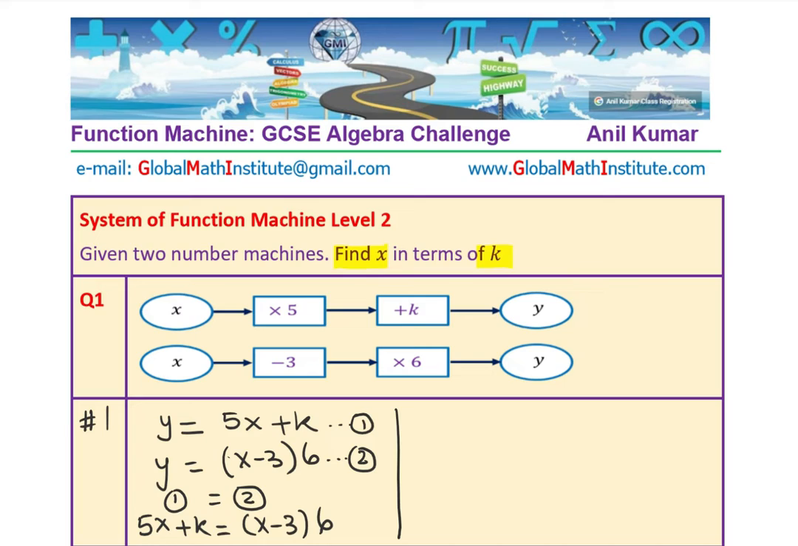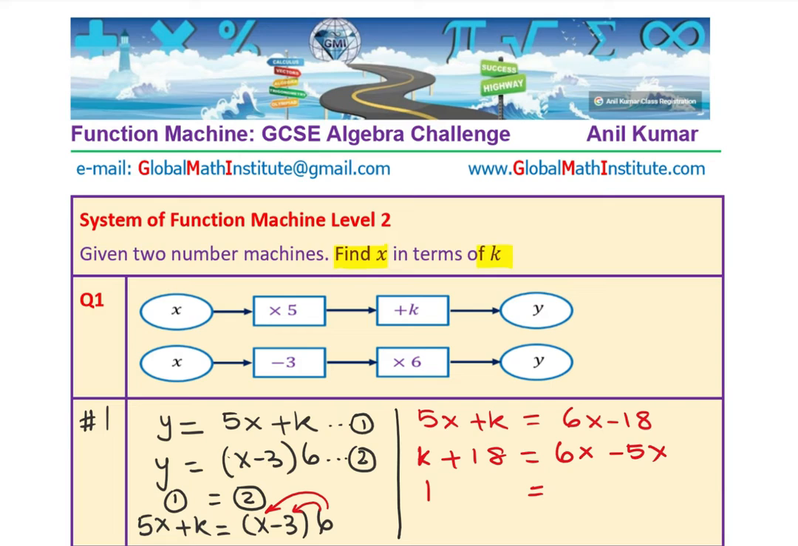Well, let's open this bracket and then continue. So we have 5x plus k on the left side. Apply distributive property, so we get 6x minus 18. You have to multiply 6 with both the terms inside the bracket. Distributive property. Now bring x on one side and the constants on the other side. I prefer to bring minus 18 to the left. So we have k plus 18 equals to 6x minus 5x.